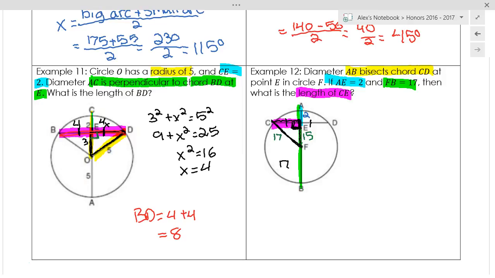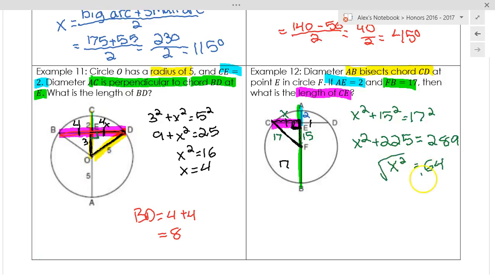Now I can use my Pythagorean theorem. x squared plus 15 squared equals 17 squared. So x squared plus 225 equals 289. Then x squared equals 64, taking the square root, x equals 8. And that's all we're looking for. It only asks for CE. It didn't ask for the whole length of CD, like the other one did. So then we're done.